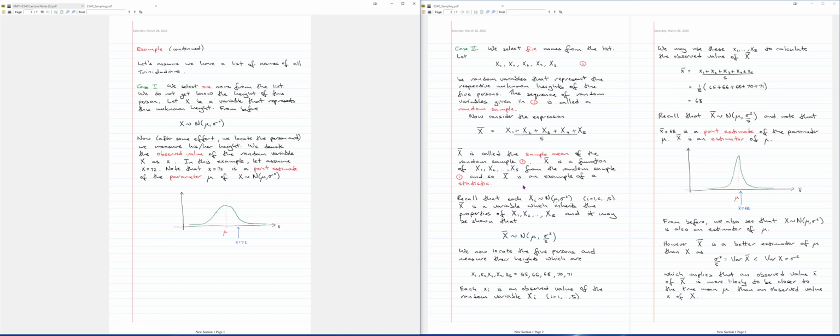And any function of the random variables from your random sample is called a statistic, right? So this is the precise meaning. It's interesting that the precise meaning of a statistic is that it's a function or expression of the random variables that form a random sample.